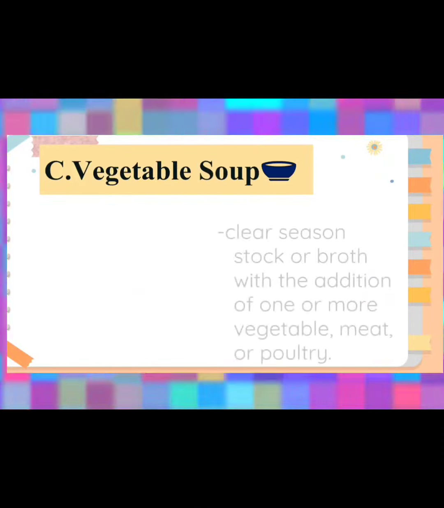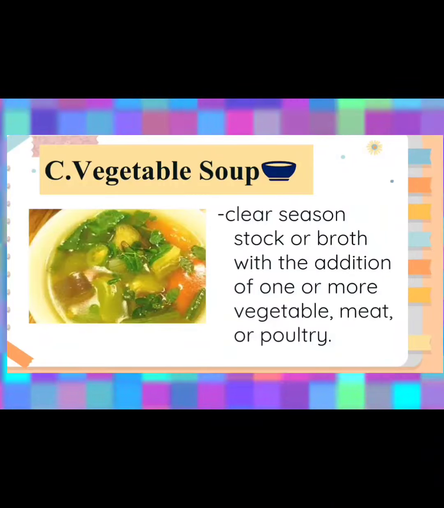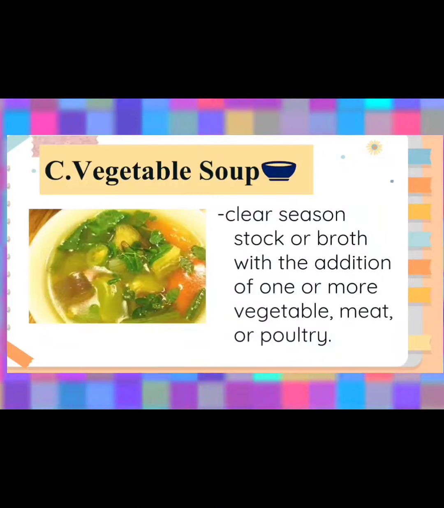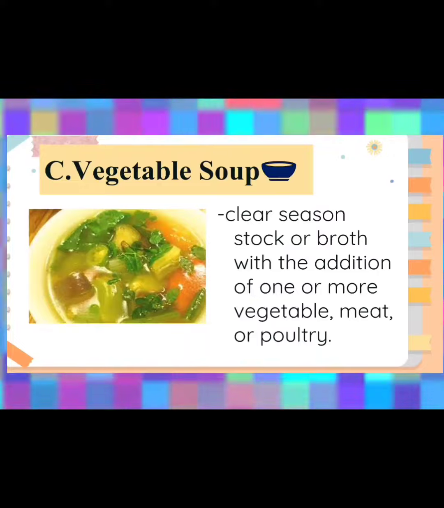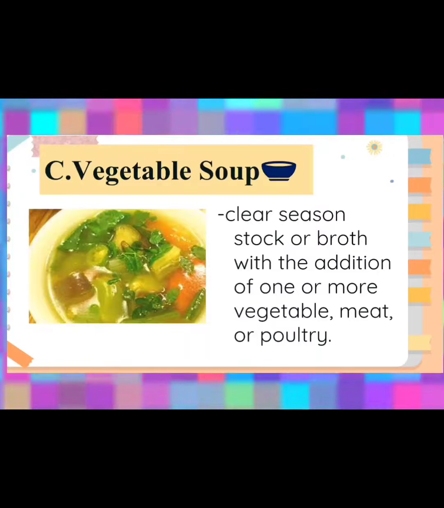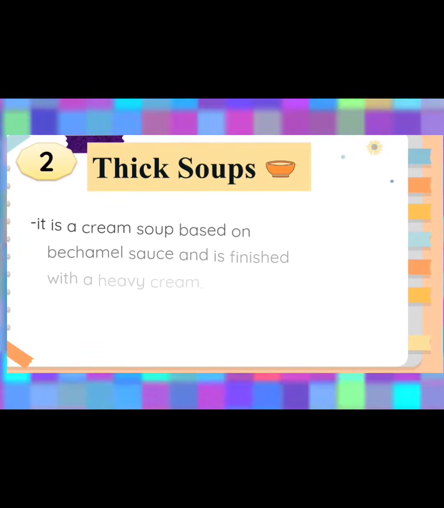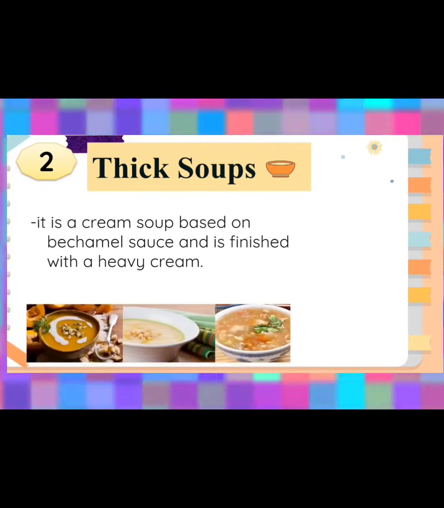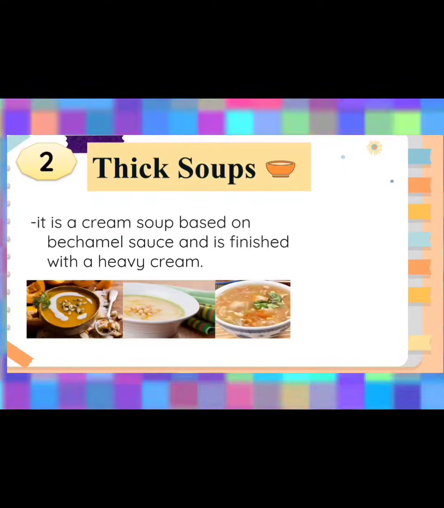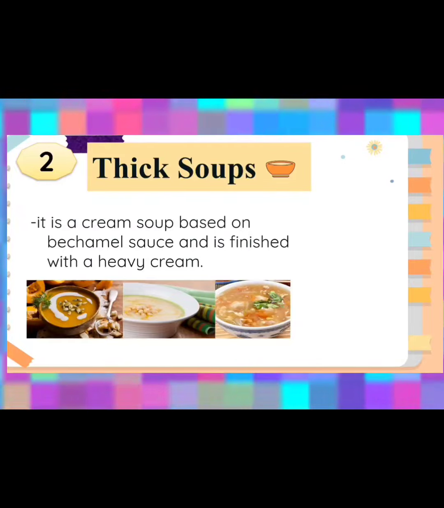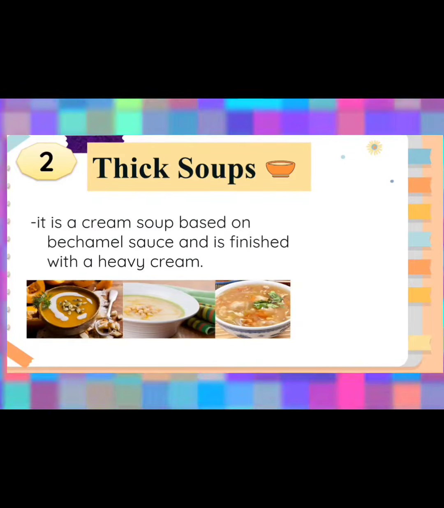Another type of clear soup is vegetable soup. It is a clear seasoned stock or broth with the addition of one or more vegetables, meat, or poultry. The second major type of soup is the thick soups. It is a cream soup based on bechamel sauce and is finished with a heavy cream.